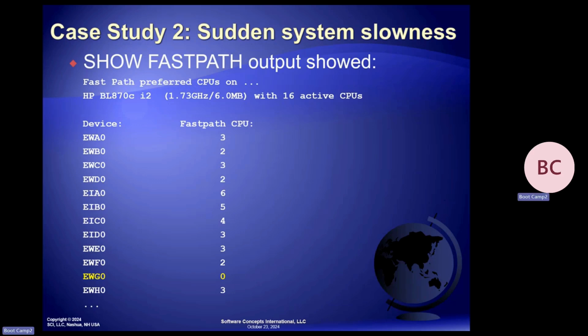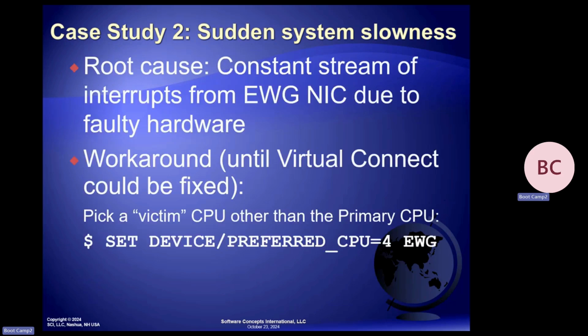It turned out that EWA0 had some sort of a problem, so it was generating a constant stream of interrupts. And so what are you going to do until you get a chance to take the system down and do the repairs or change your virtual connector configuration or whatever it is that you do to fix the problem? Well, we just picked a victim CPU, number 4. We directed all the interrupts to CPU 4 instead of the primary CPU, and they were able to then get the work done that they needed to do based on that. So that's another case study where FastPath helped.